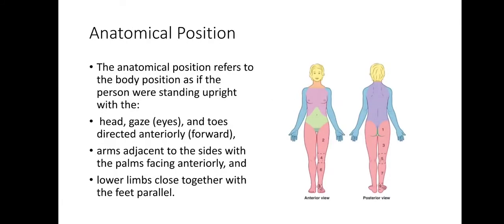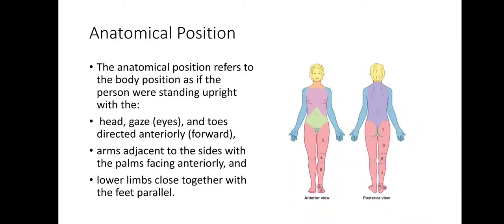Then we have something that is known as the anatomical position. To further increase the precision, anatomists standardize the way in which they view the body. This standardized way, the standard body map, is known as the anatomical position. As shown in the figure, the anatomical position refers to the body position as if the person was standing upright with the head, gaze or eyes and toes directed anteriorly or forwards, arms adjacent to the sides with the palms facing anteriorly, and lower limbs close together with feet parallel. You get an anterior view of the body and you can see a posterior view of the body.